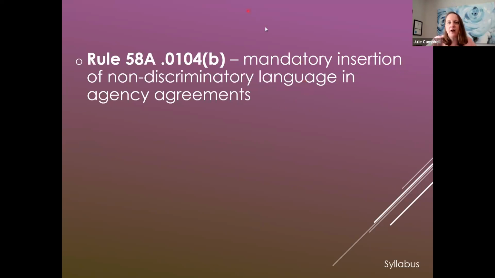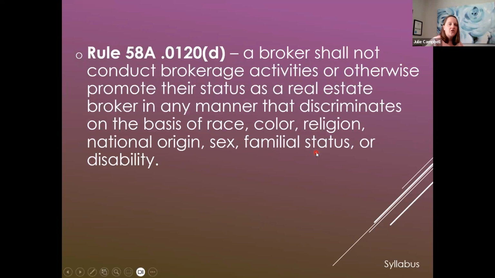And then also towards this fight for racial equity, the commission has created a new rule. This came out in July of 21. 58A.0120, specifically D, says a broker shall not conduct brokerage activities or otherwise promote their status as a real estate broker in any manner that discriminates on the basis of race, color, religion, national origin, sex, familial status, or disabilities. And I hope you recognize those as our protected classes.